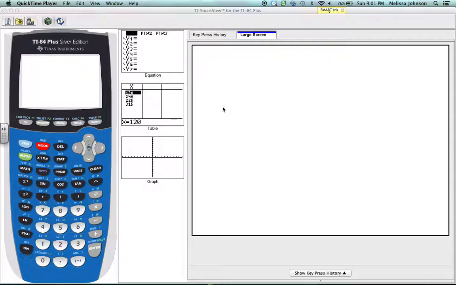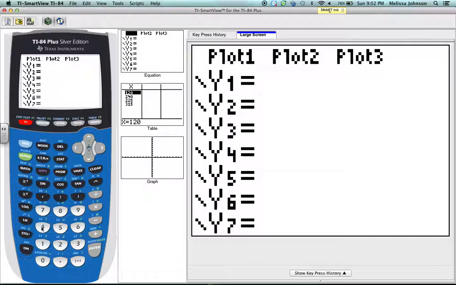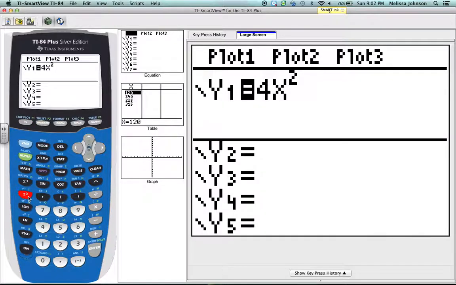As always with quadratic formula and factoring, you have to get your equation equal to 0. So after doing that, you're going to put that equation in your y equals. We're going to do the second example from the notes sheet: 4x squared minus 35x minus 9. And to get that minus 9, you have to subtract 9 from both sides, then get the equation equal to 0.